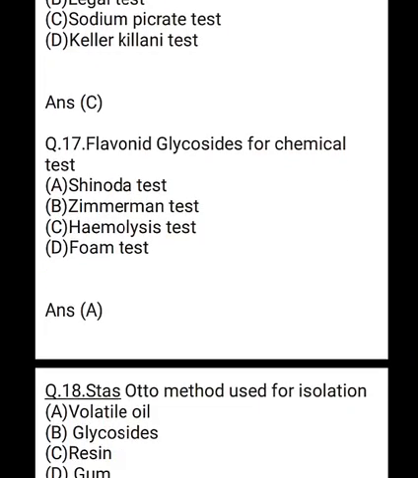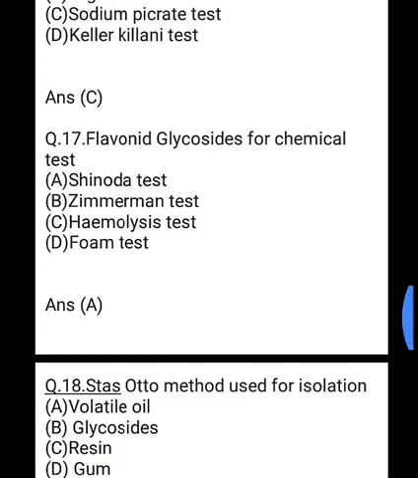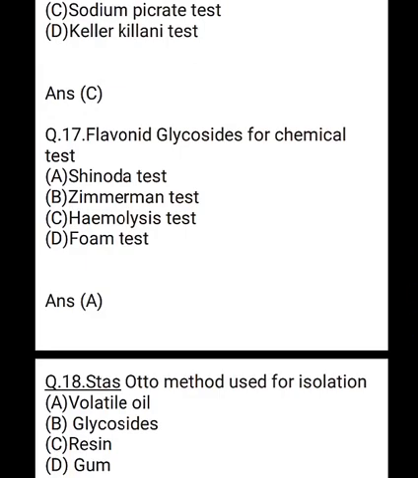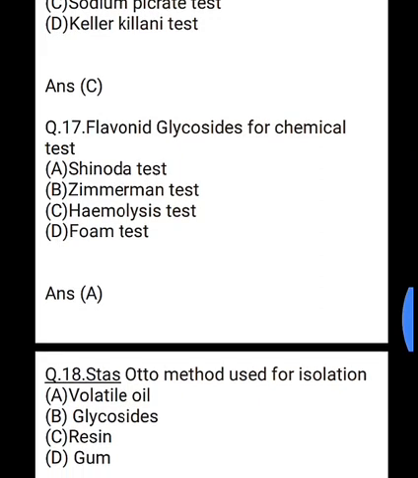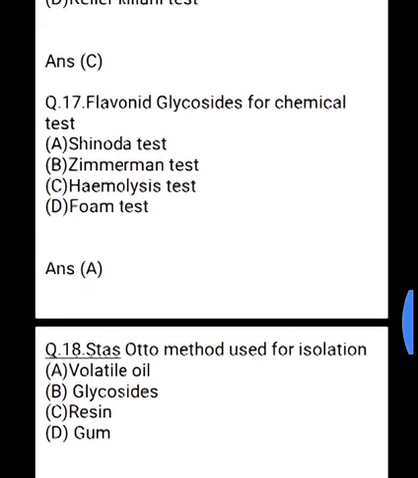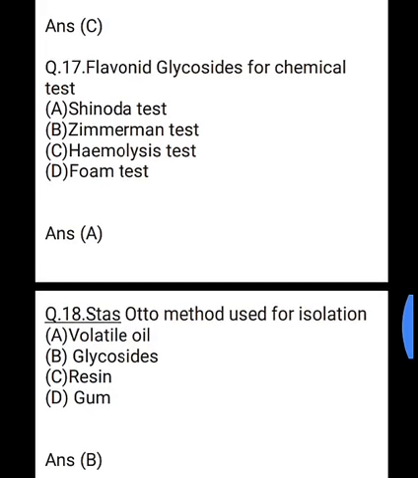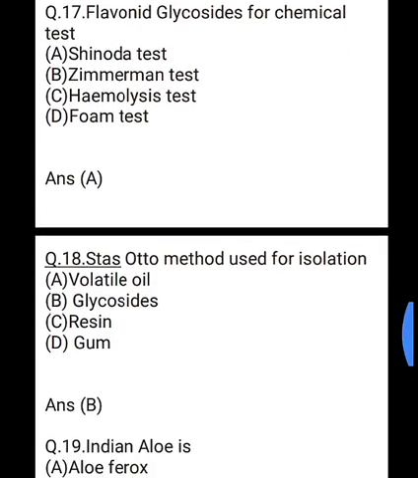Stas-Otto method is used for isolation of volatile oil, glycoside, resin, gum. It is important, the Stas-Otto method. Try your option, and the right answer is option B, glycoside.